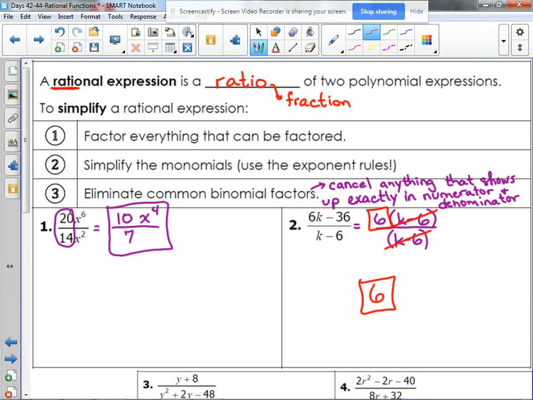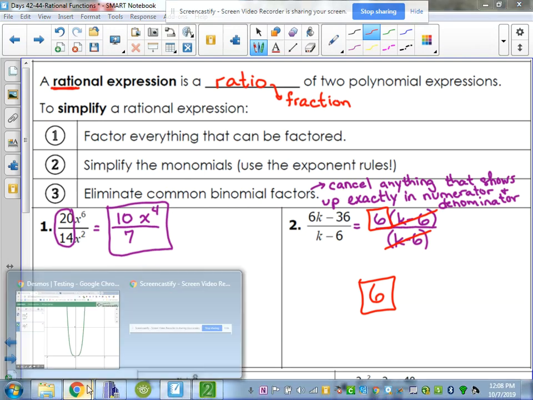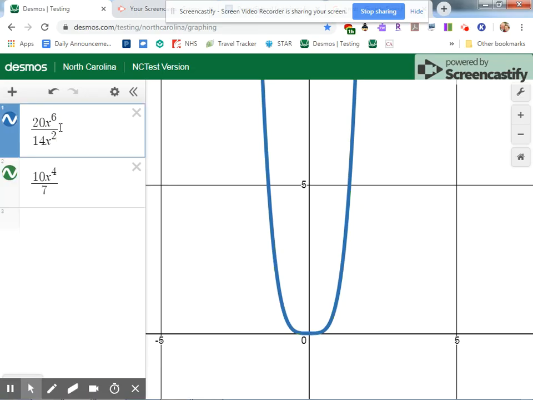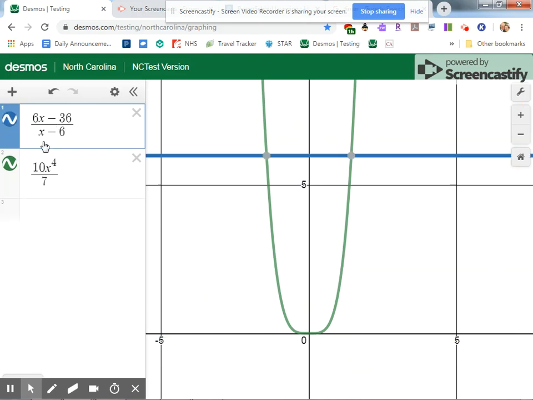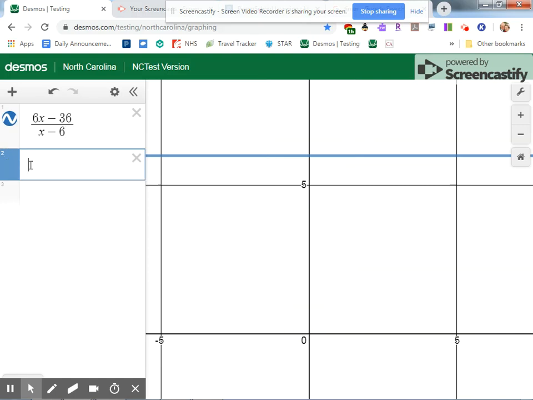So, a little weird. Our variable is completely gone. Let's check it. Do remember that when you type this into Desmos, we always use x. Don't use the letter that they have in the problem. It doesn't like that. Always use x. So there's the original.